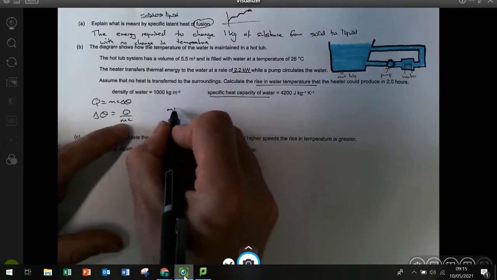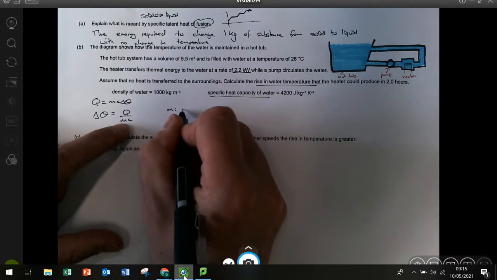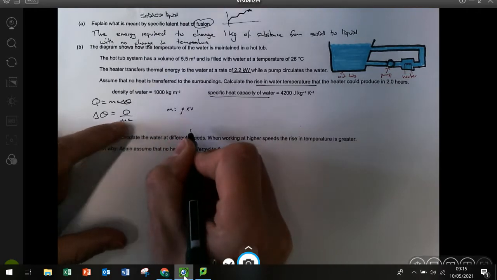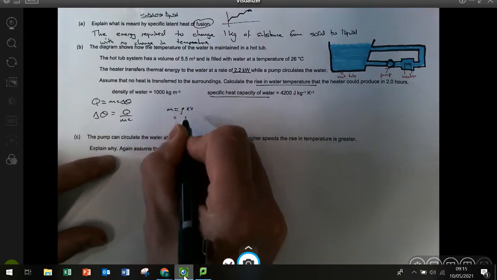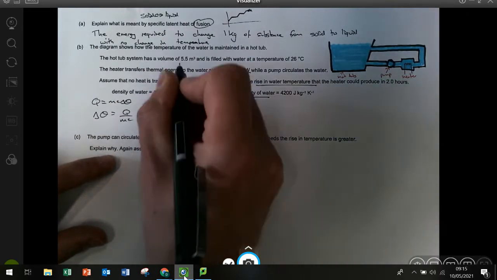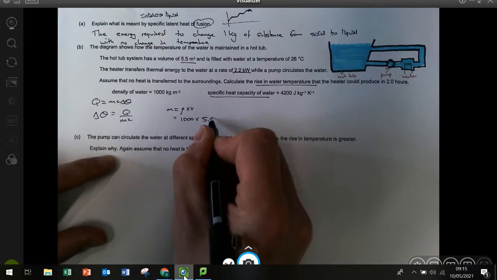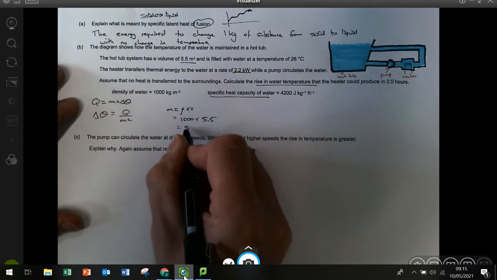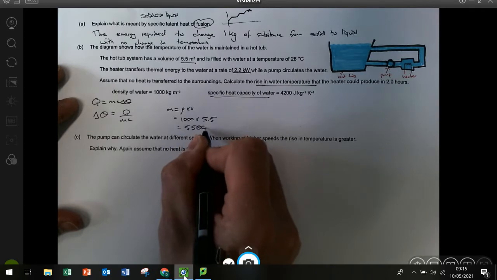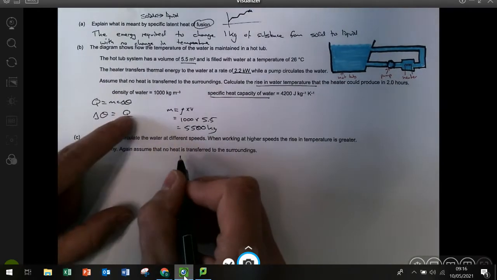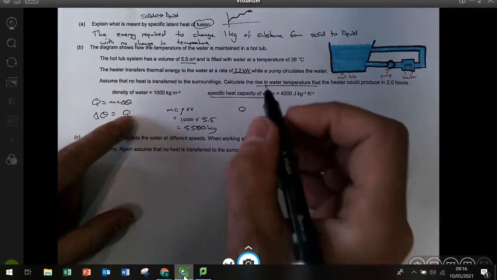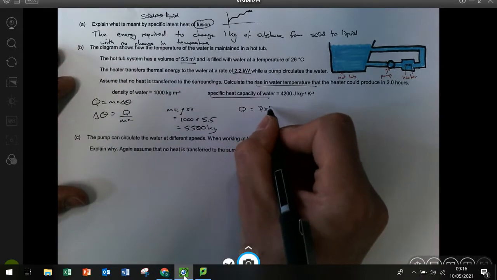So to work out the mass, we need to say that is density times volume. We've been given the density of water. So that's 1,000 times by the volume, which is 5.5 meters cubed. So that's going to be 5,500 kilograms.